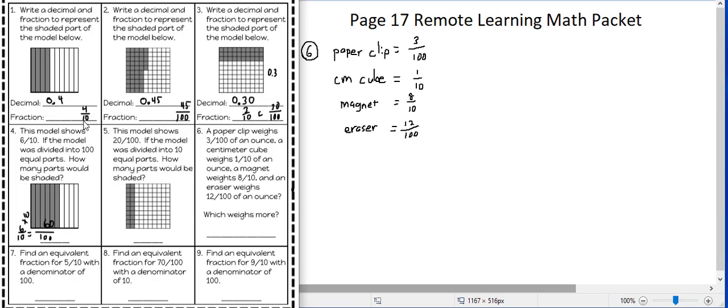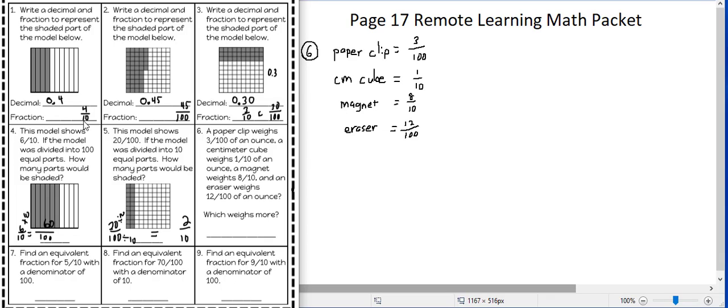Number 5, this model shows 20 hundredths. If the model is divided into 10 equal parts, so if it was divided into a total of 10, how many shaded parts would there be? Well, the same thing here. I divide 100 by 10, and that equals 10. Divide 20 by 10, and that would equal 2. And if you notice, 1, 2 strips, 2 of the 10 strips, so 2 tenths.